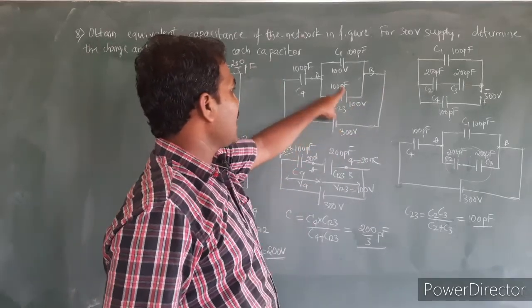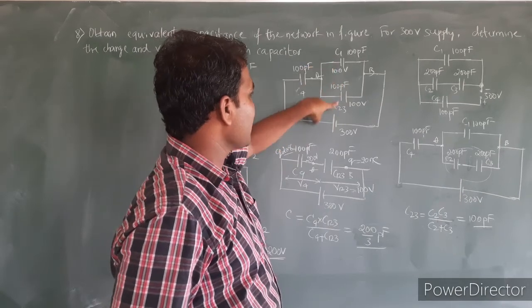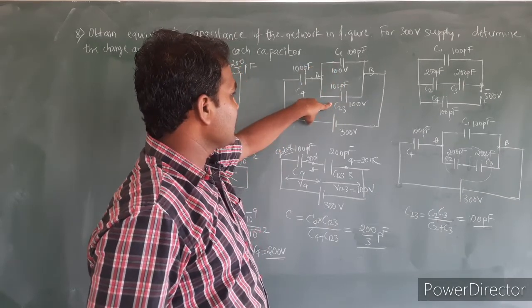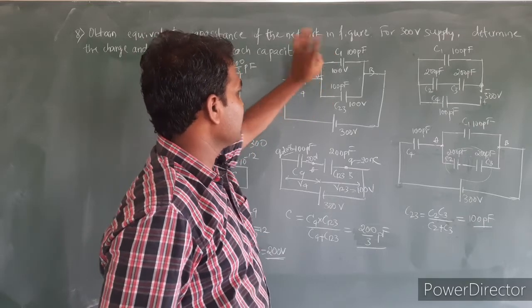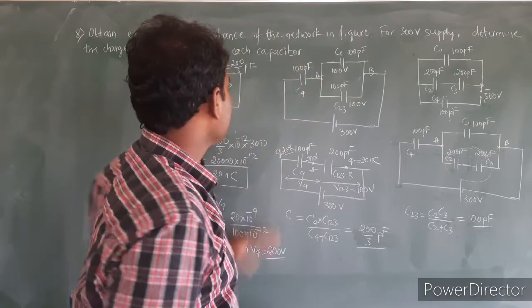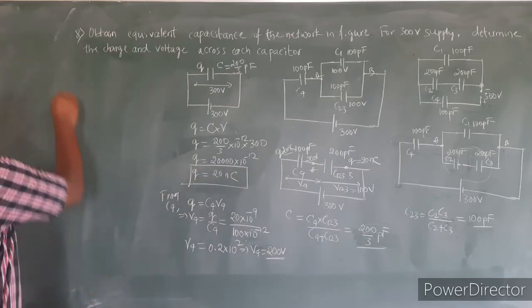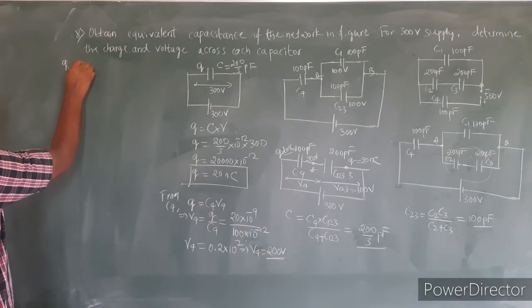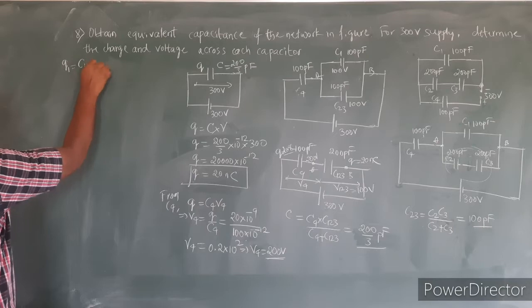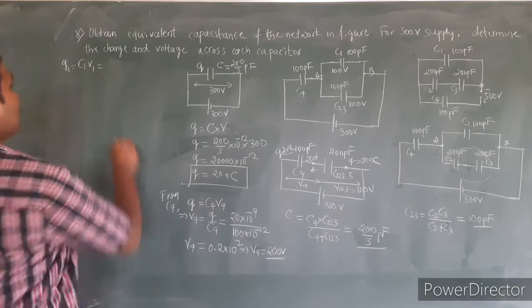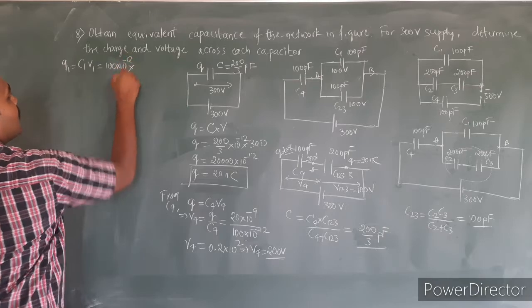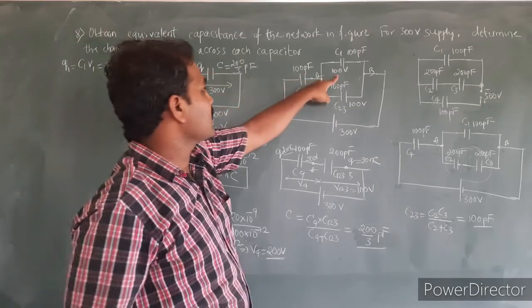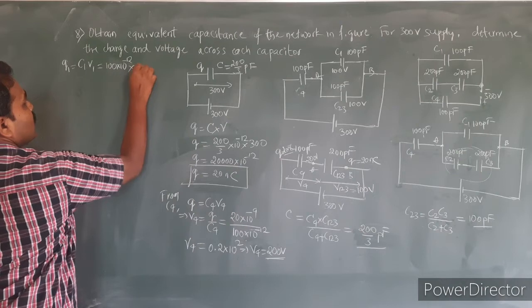Okay, so I have the same voltage across these 2 capacitors. Then if I consider the charge stored in C1, the charge stored in C1 is Q1 equal to C1 into V1. C1 is equal to 100 picofarad, 100 into 10 to the power of minus 12, into the voltage across that, which is 100 volt.